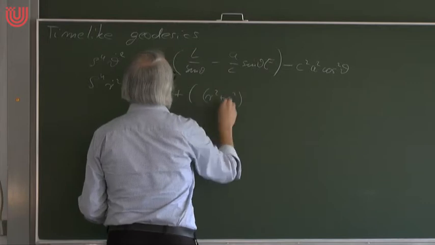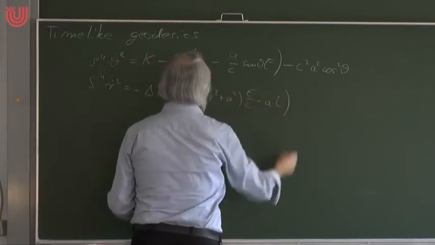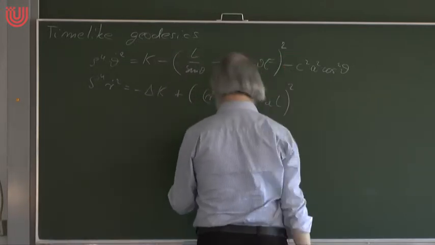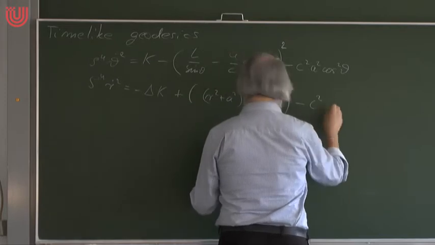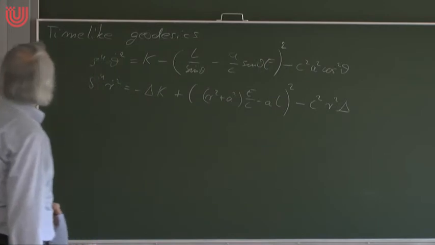And the equation for r dot squared, this was minus delta k plus r squared plus a squared, e over c minus a l, squared. This is also squared here, I forgot a square. Minus c squared r squared delta.